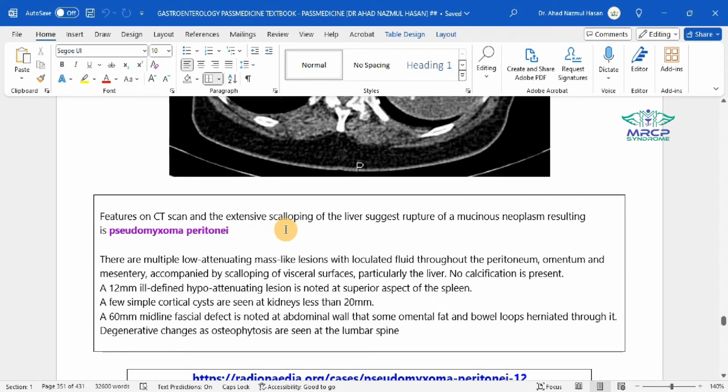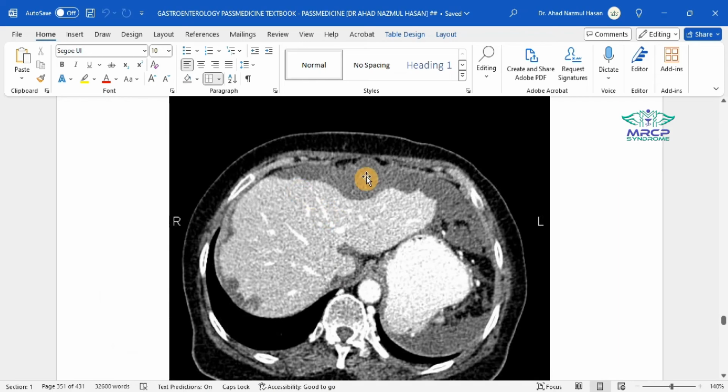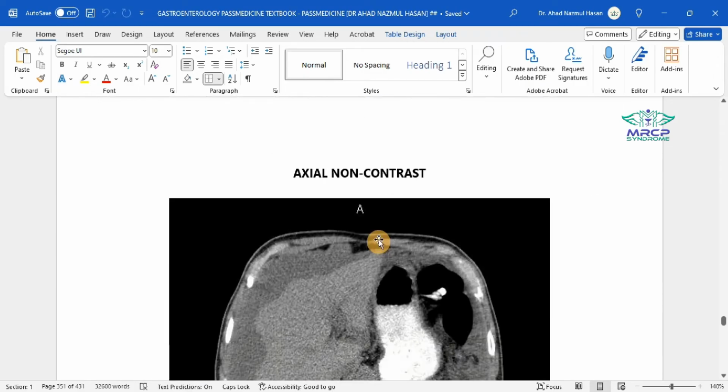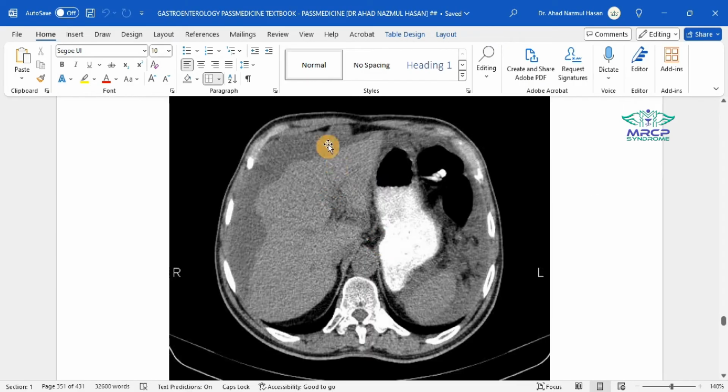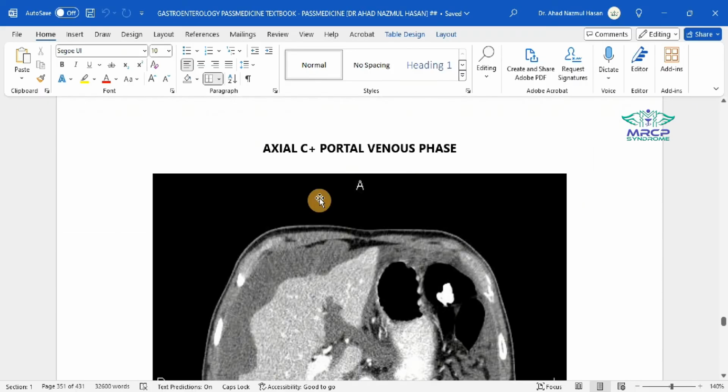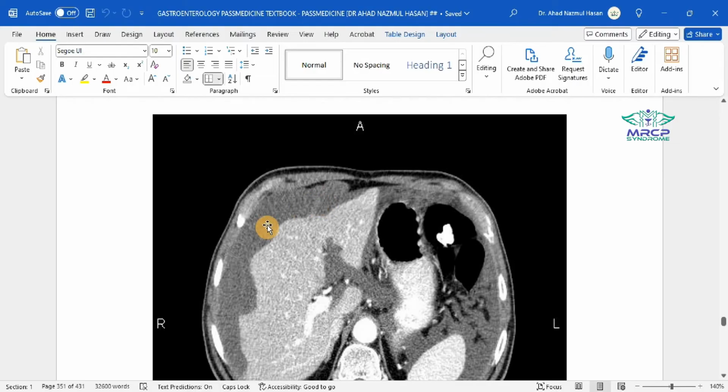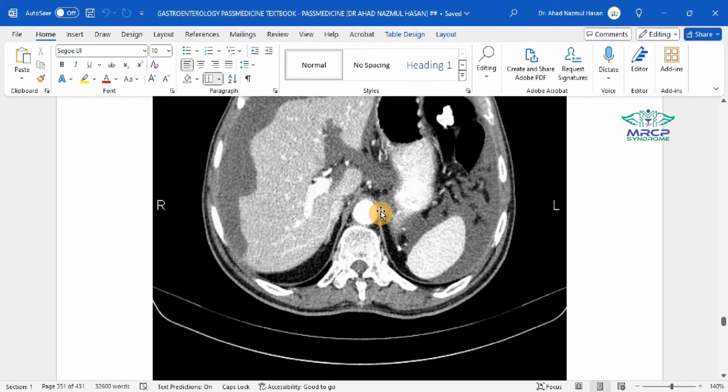Features on CT scan of extensive scalloping of the liver suggest rupture of a mucinous neoplasm resulting in pseudomyxoma peritonei. There are multiple low attenuating mass-like lesions with loculated fluid throughout the peritoneum, omentum, and mesentery, accompanied by scalloping of the visceral surface, particularly the liver. So the surface has been compressed or scalloped. Same picture in the axial non-contrast: you can see the scalloping or compression, and they are hypoattenuated and multiple loculated.